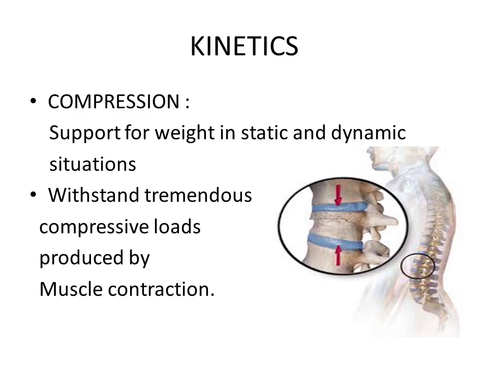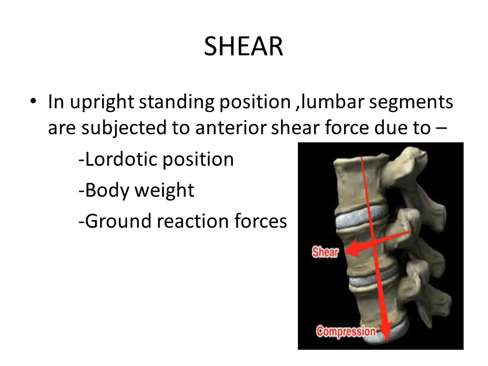Also, with this degeneration of the intervertebral disc, the zygapophyseal joint will assume an increased compression load. Then we have the next topic, the shear. In upright sitting position, lumbar segments are subjected to anterior shear force caused by the lordotic position, body weight, and ground reaction forces, resisted by the direct impaction of the inferior zygapophyseal facet of the superior vertebra against the superior facet of the adjacent vertebra below. So here we can see the shear is mostly horizontal, while the compression is vertical.